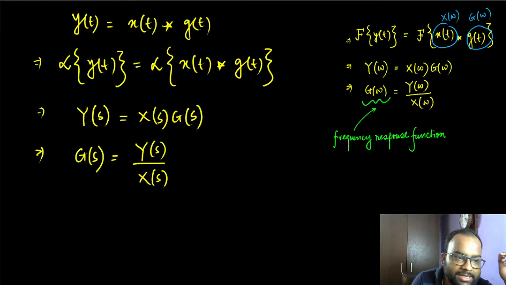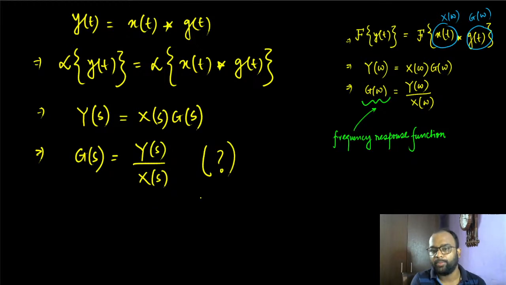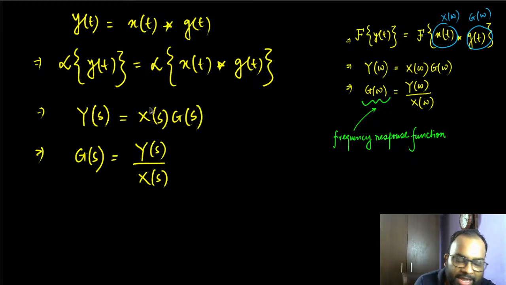Now there is another condition that should be appended with this. This is not the end. There should be another condition appended with this, which I'm going to explain shortly. So that's how we define the transfer function. This is called the transfer function. It is sort of like transferring the input to the output.